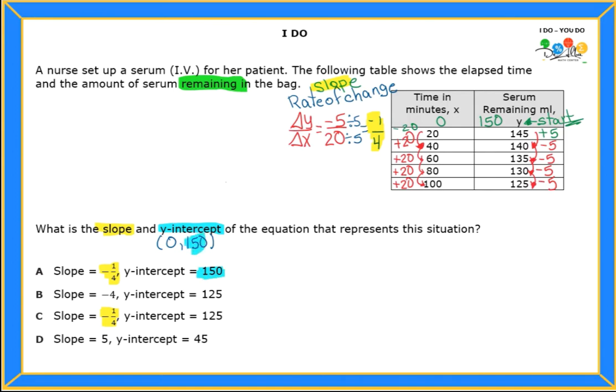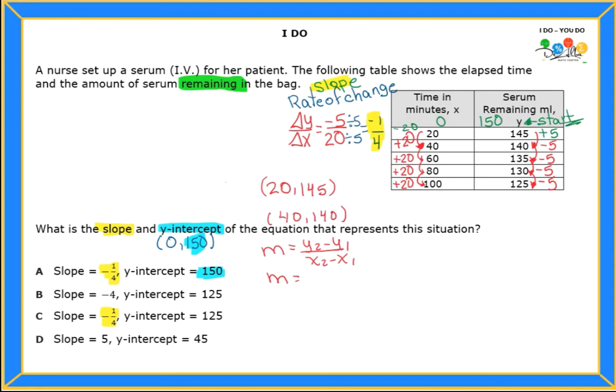Okay? So we can look at the problem from that point of view with the table, but I'd rather for you to actually use the formulas for those. So I'm going to go ahead and take care of slope. So I'm going to write down y sub 2 minus y sub 1 over x sub 2 minus x sub 1. I'm going to choose 2 points given to me. So one of the points that I'm choosing is 20 and 145. And the second point that I'm going to choose is 40 and 140.